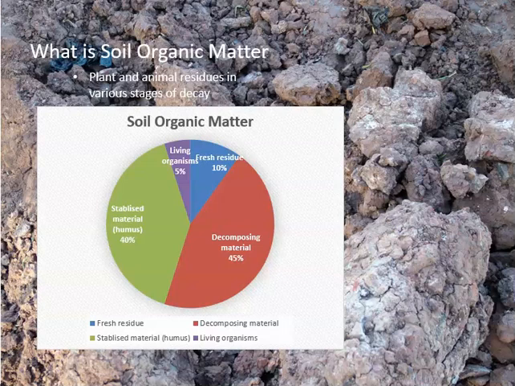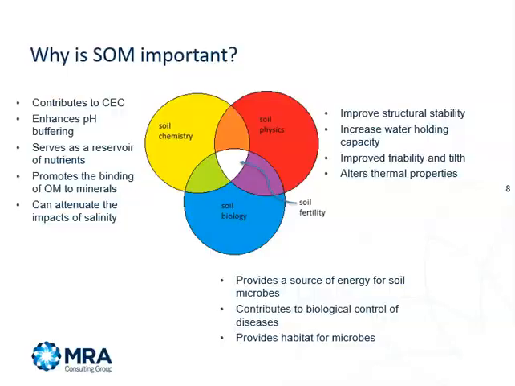Soil organic matter is the organic matter component of the soil and consists of plant and animal residues in various stages of decay. It includes fresh and living organisms, which constitutes about 15%, decomposing material, which makes up 45%, and 40% is completely decayed and stable material. Soil organic matter plays an important role in soil fertility and has effects on soil chemistry, physics, and biology.